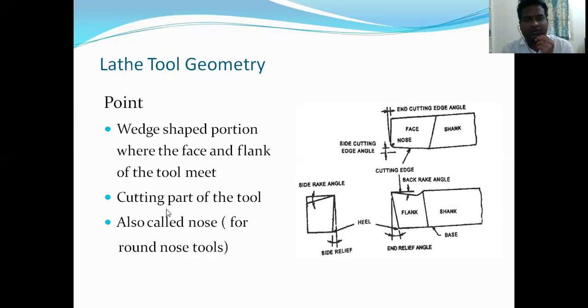The cutting part of the tool, this wedge shape, is also called the cutting tool point, and also called the nose for round nose tools. So we call it a nose also, for round nose tools. Point is the wedge shaped portion where the face and flank of the tool meet. The cutting part of the tool, also called nose for round nose tools.